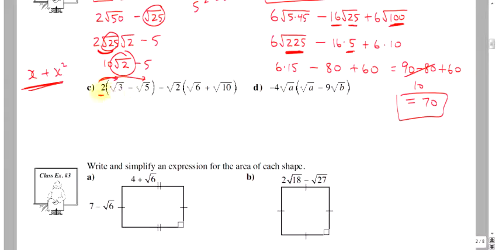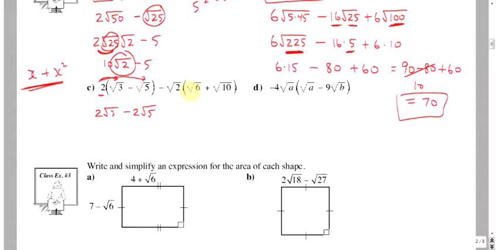Okay? 2 times root 3, 2 root 3. Minus 2 times root 5, 2 root 5. First one's done. Now look at the second one. This is minus root 2. Minus root 2 times root 6.